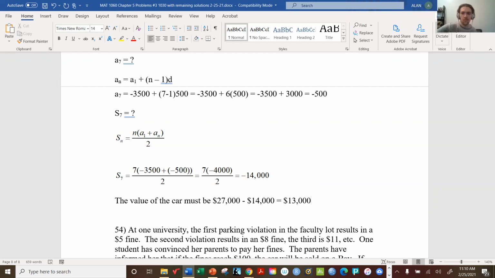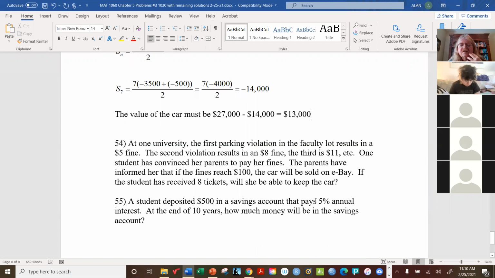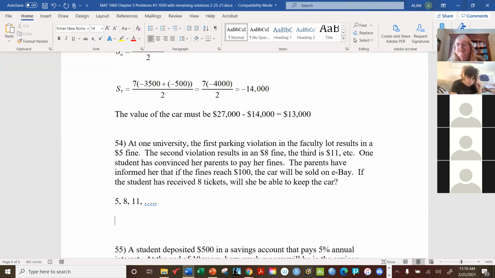All right, now, why don't we try this next one? Now, this one's interesting. There's a certain unnamed university here where parking tickets increase in value each time you get another one. So let's say you decide you're in a hurry, you park in the faculty lot and you get a ticket. The first time, the ticket is worth $5. The second time, it's worth $8. The third time, it's $11. Oh, there's a pattern there.